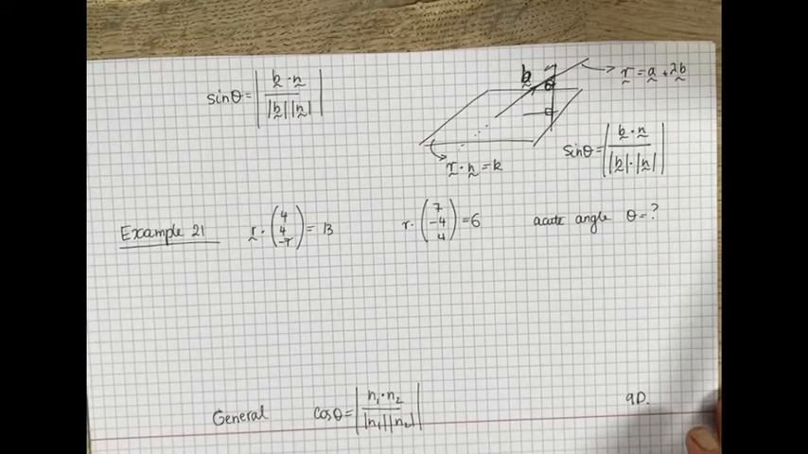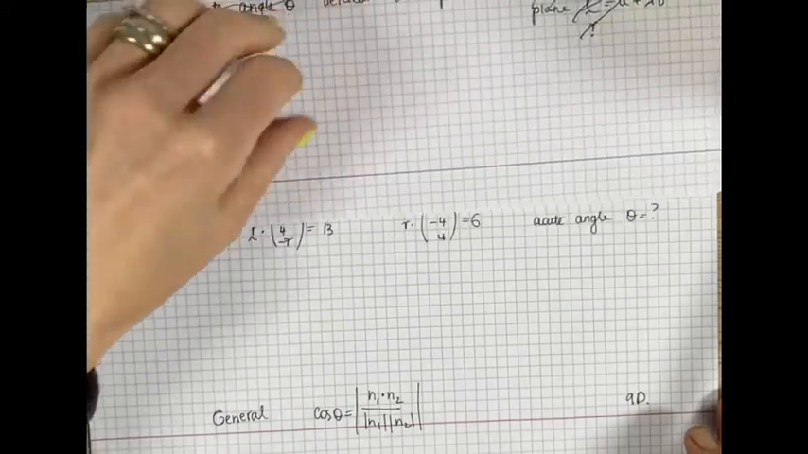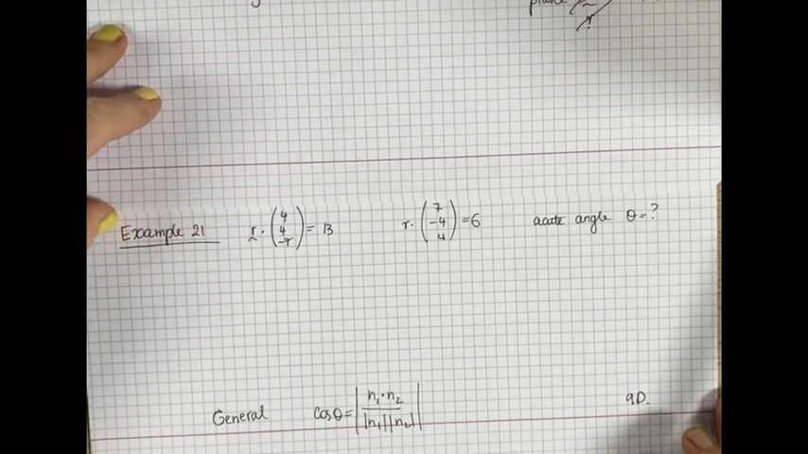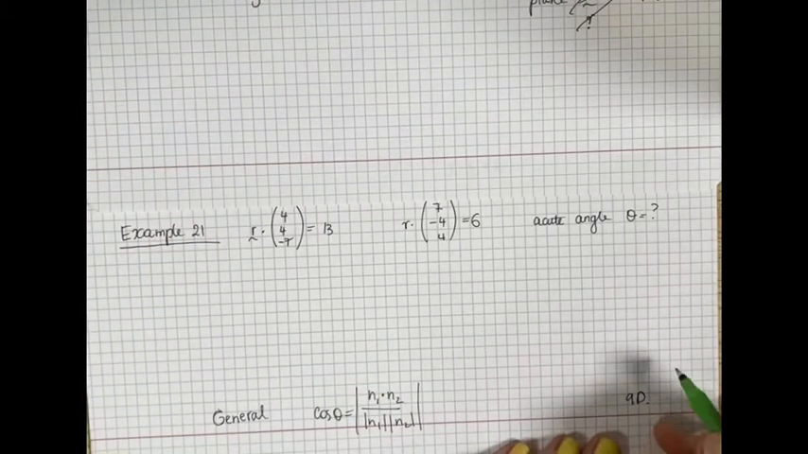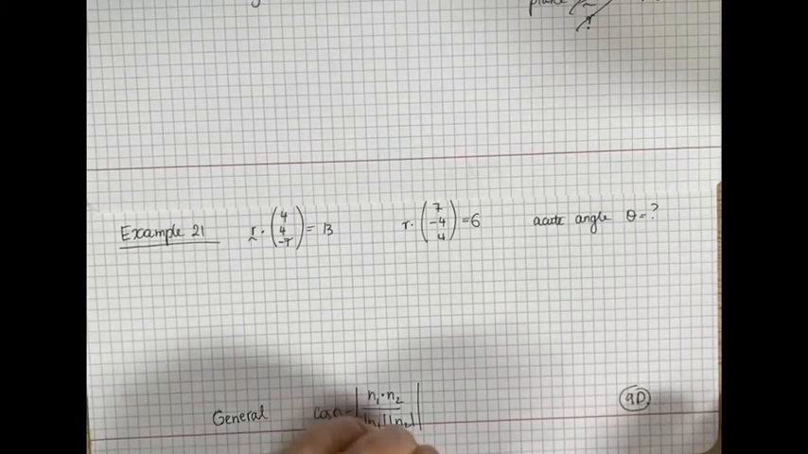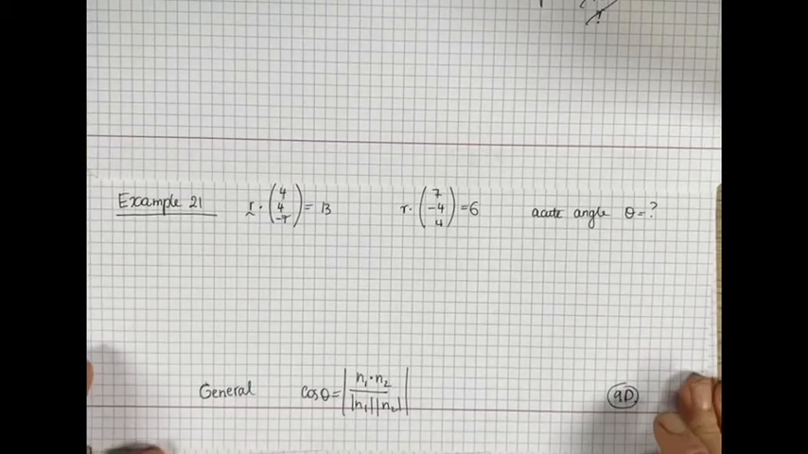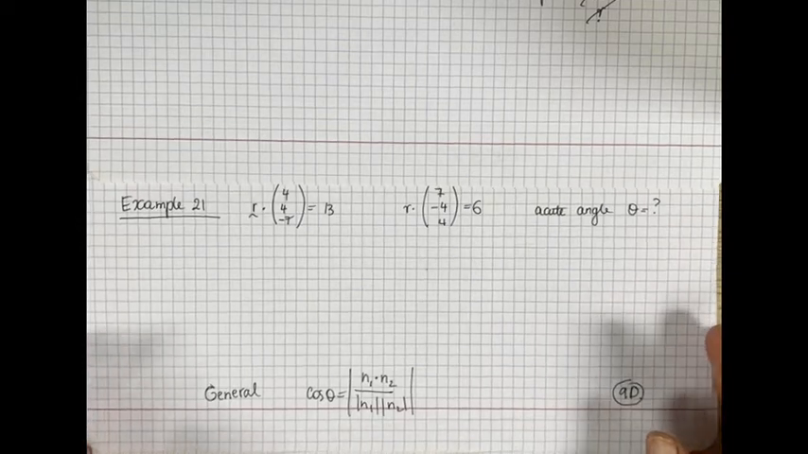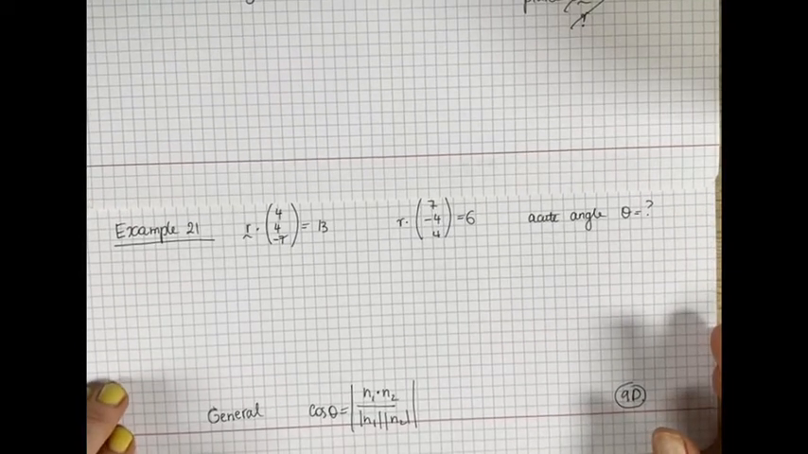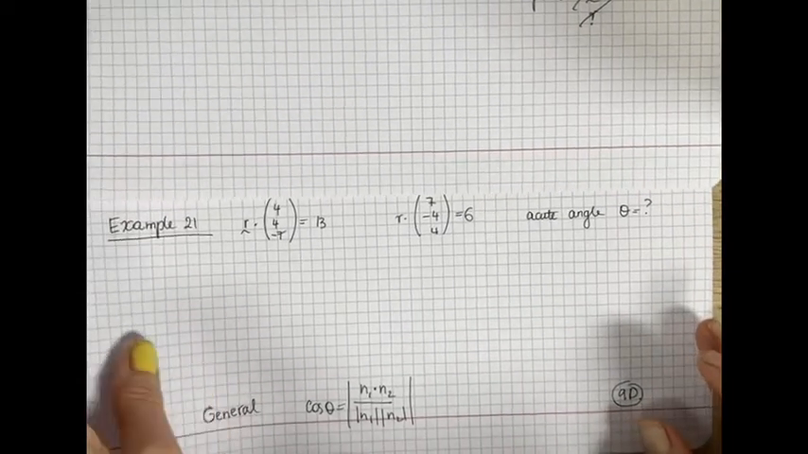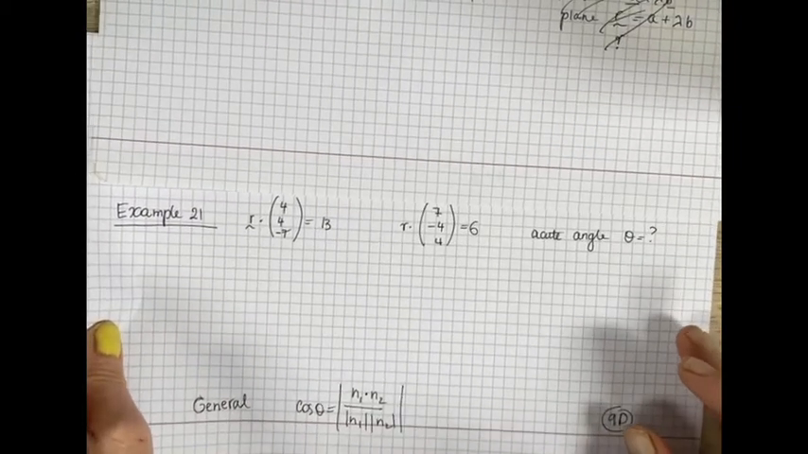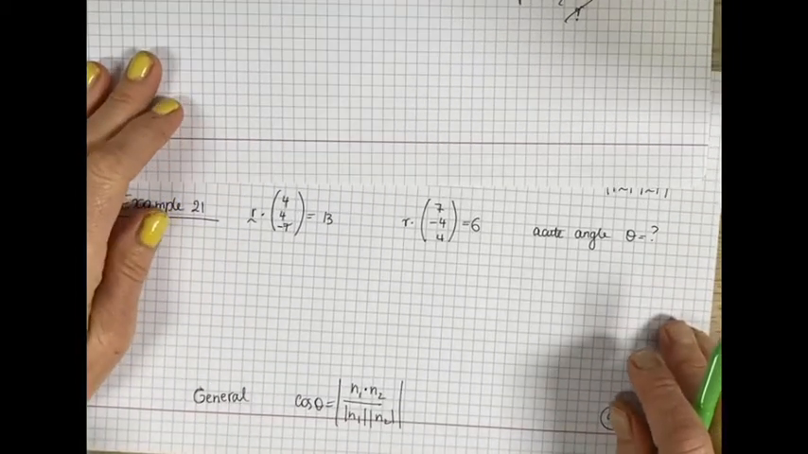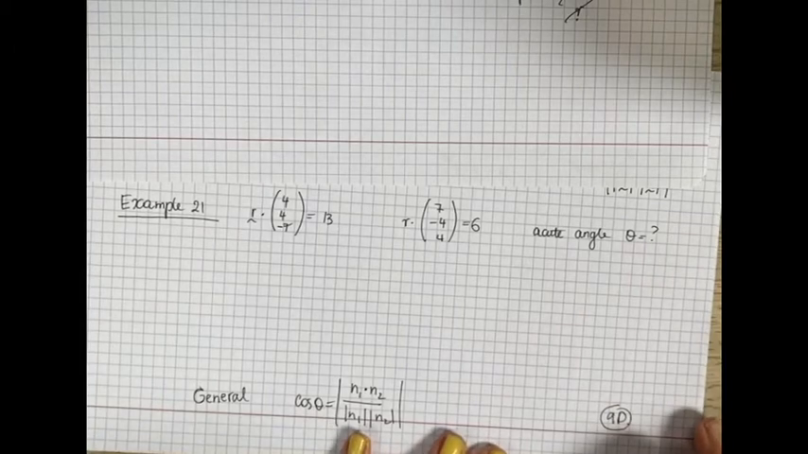Okay, so let's now have a look at the next example, which is the last example, I hope, yes, before exercise 9D. Hopefully you can still see it well. Okay, so example 21, you've got the equation of one plane and the second plane, and we're looking for an acute angle between these two planes.